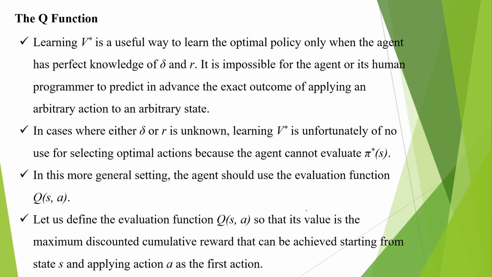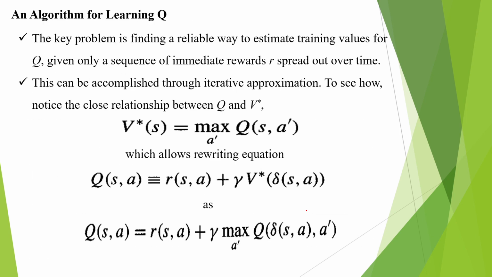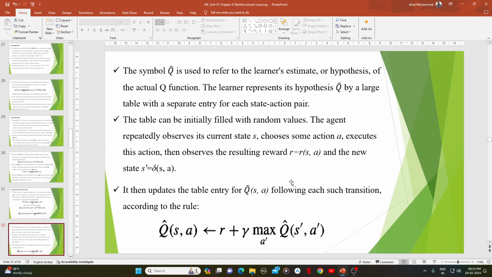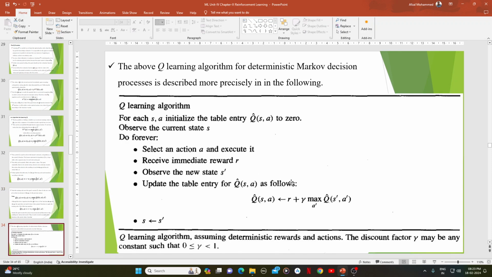There is a Q function also that you can go through. For this, we have some derivations here. The Q learning algorithm. Yes, this is your Q learning algorithm. Select an action A and execute it, receive immediate reward R, observe the new state S dash, and update the table entry for Q of S comma A as follows. Every time we need to update the Q value.